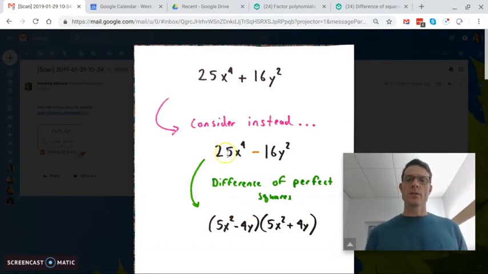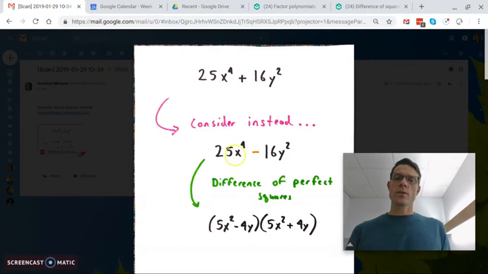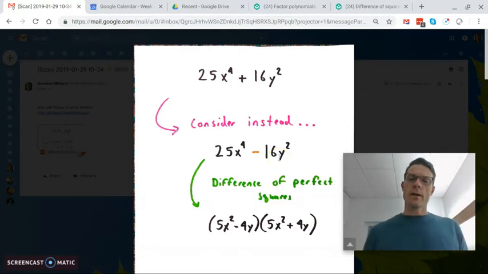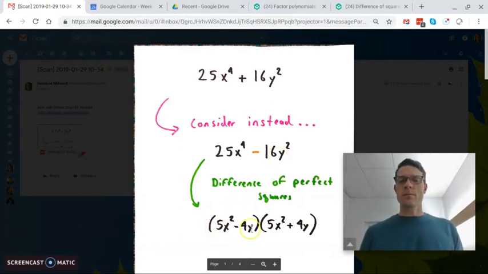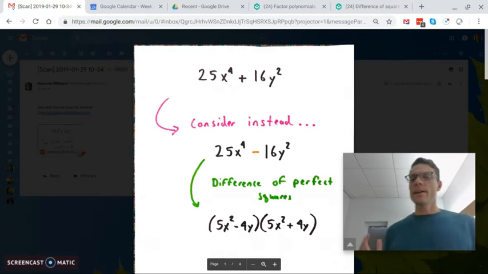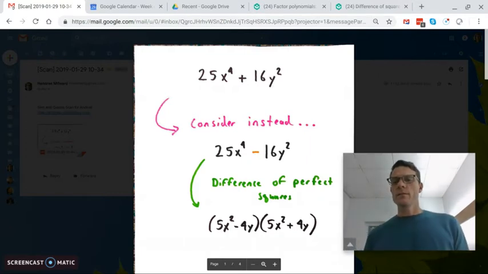It would just factor. 5 is the square root of 25, x squared is the square root of x to the fourth, and 4 is the square root of 16, and y is the square root of y squared. So we just loaded up into the polynomials the same two things with a minus and a plus. And you definitely need to feel that. That needs to be familiar to you to really tackle these complex numbers.